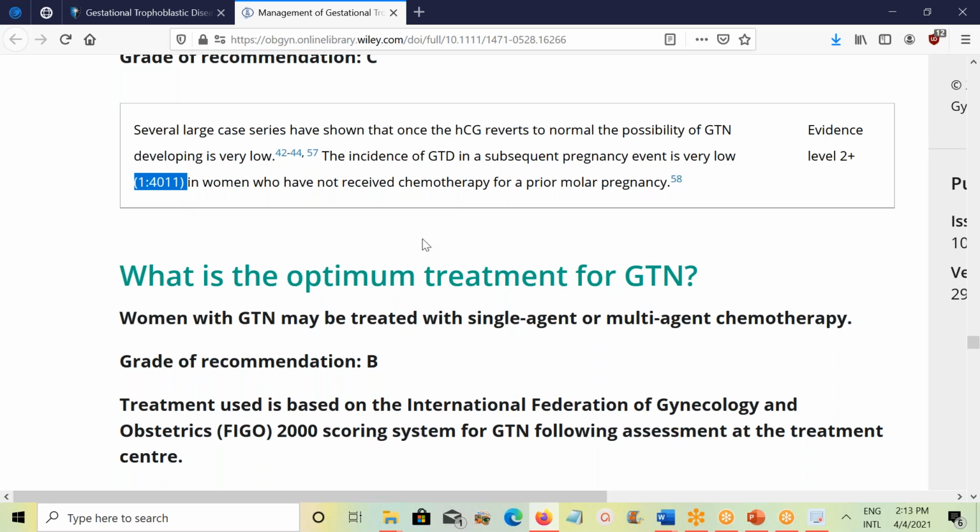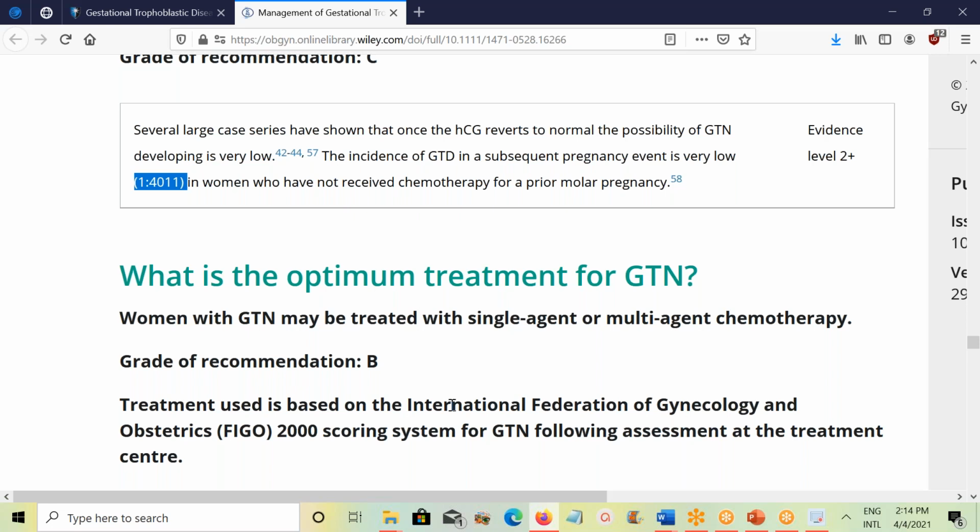So what about the previous point, like if she was partial and she didn't receive any chemotherapy? Who has a higher chance of GTN? The one with the molar pregnancy, and the one who received chemotherapy because they had a higher grade of the disease, right? So after each pregnancy event, they will be going for follow-up.